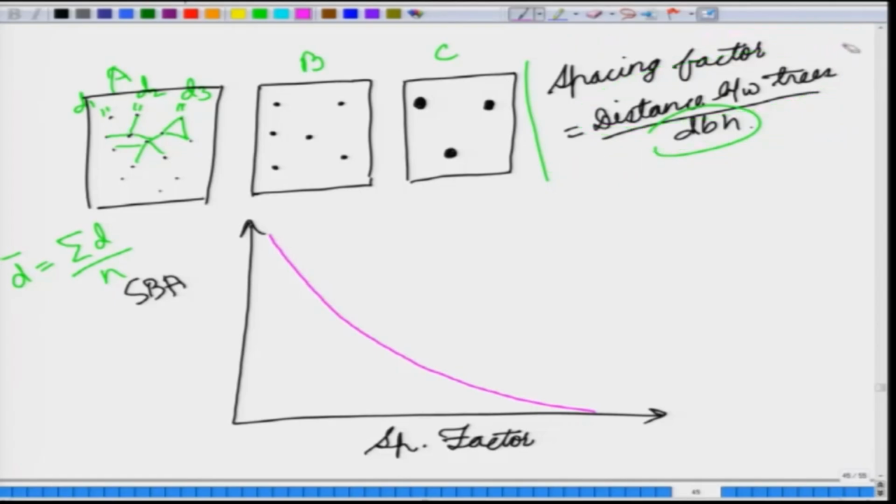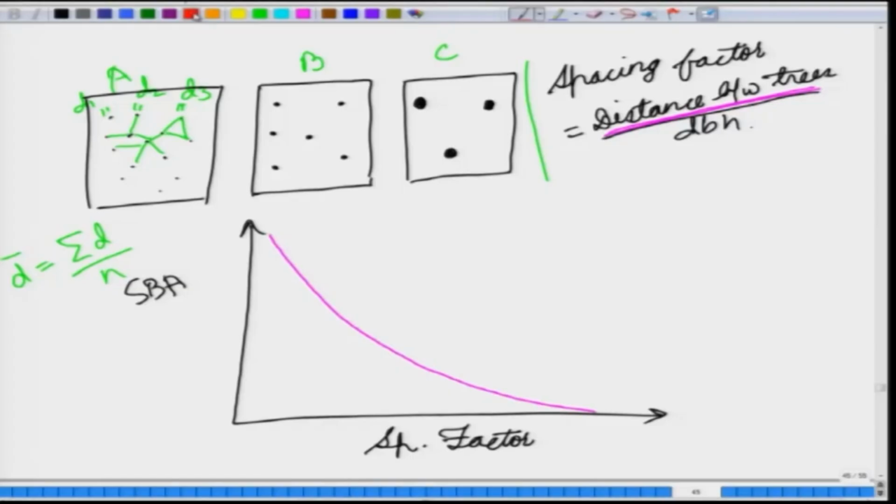Now, in the case of your spacing factor, we are keeping the DBH constant. If the distance between the trees is more, you will have a spacing factor that is more, and if you have a greater distance, the amount of crowding in your plot is less, or essentially the stand basal area is less. So, this is what we are seeing here. If you have a high spacing factor because your trees are at a large distance, then your stand basal area is less.